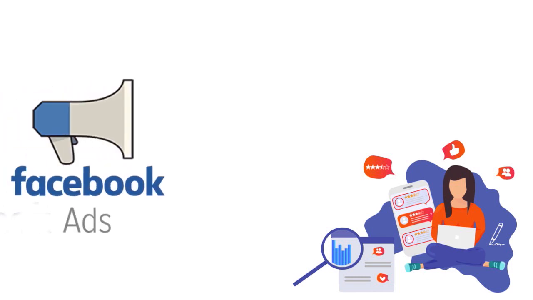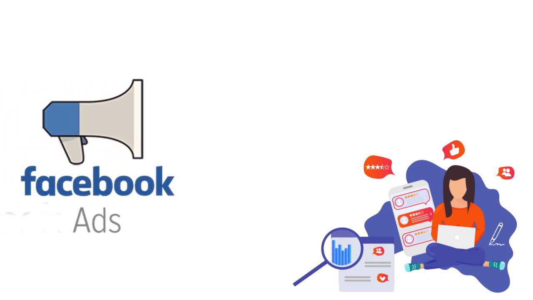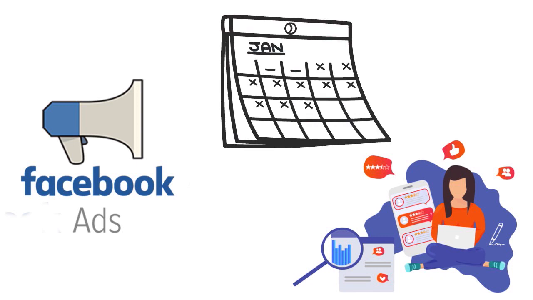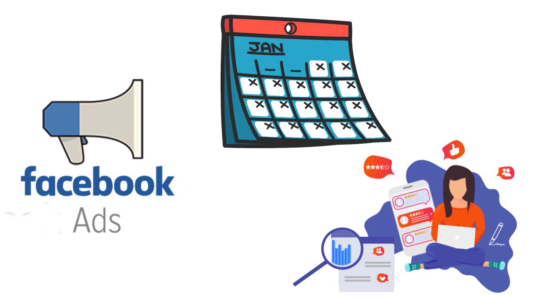One thing you really need to remember is that you want to start slow. If you want to start off on Facebook advertising, start with a budget of $5 to $10 a day and let it run for a month. You really want to go slow and see how things work.